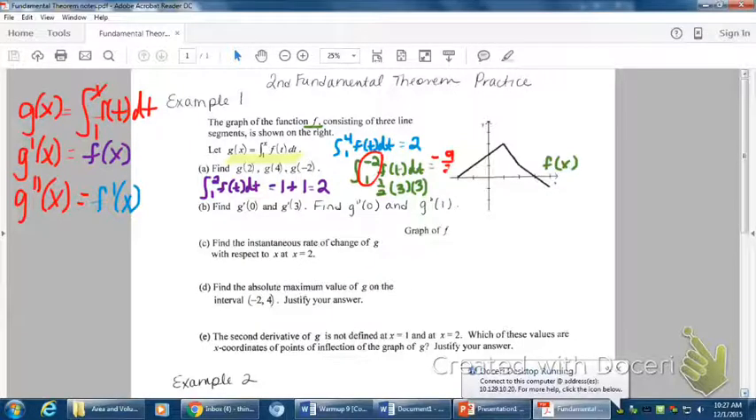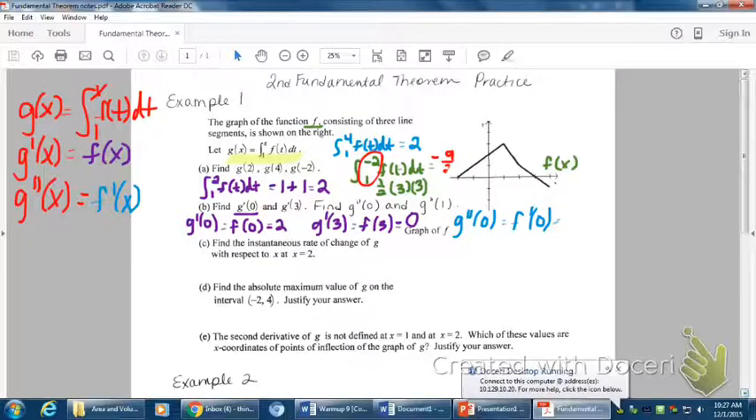So going back to the problem, if I want to find g prime of 0, g prime of 0 is f of 0. And since this graph is f of x, I just want to know the y value, and I get 2. G prime of 3 would be f of 3. So I just want the y value at 3, and I get 0. G double prime of 0 means f prime of 0. So it means the slope at 0. So count the slope, do rise over run. It's 3 over 3, so you get 1.